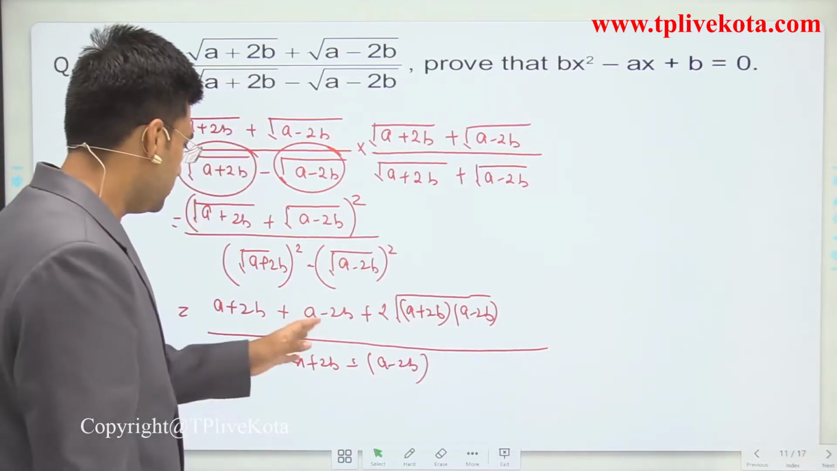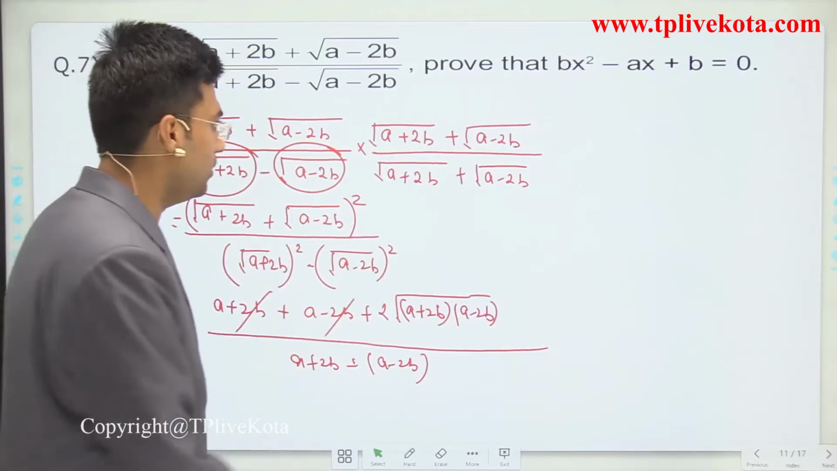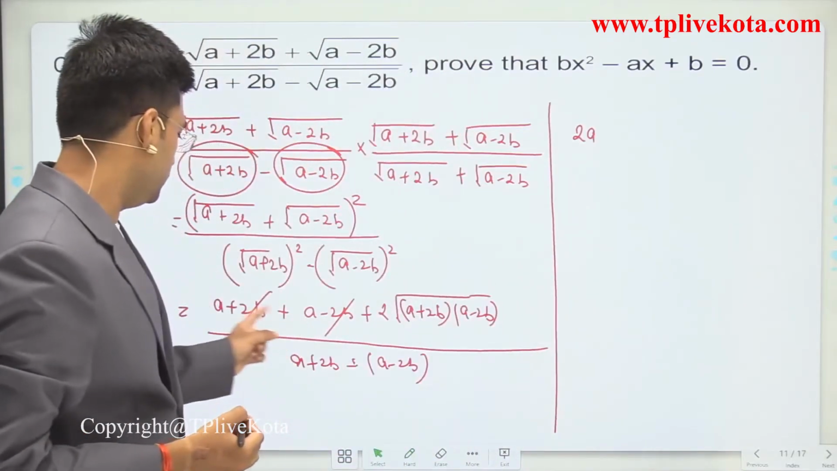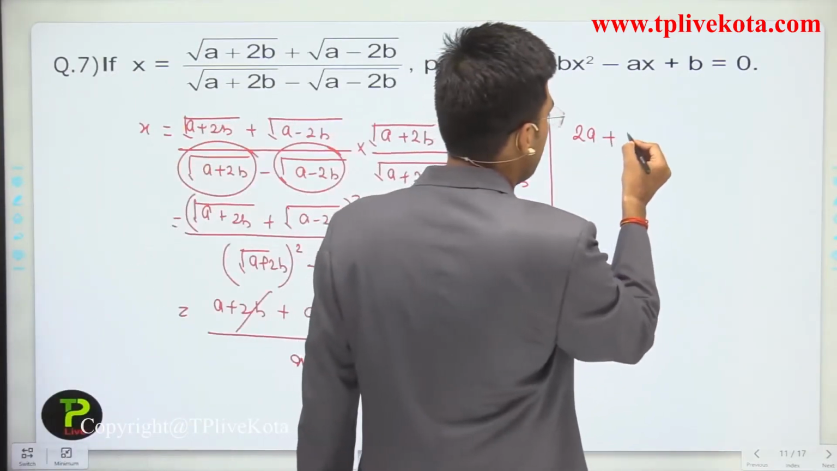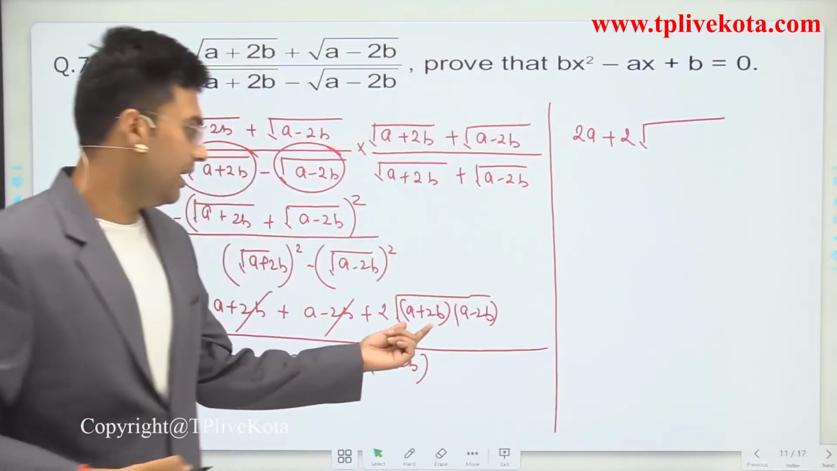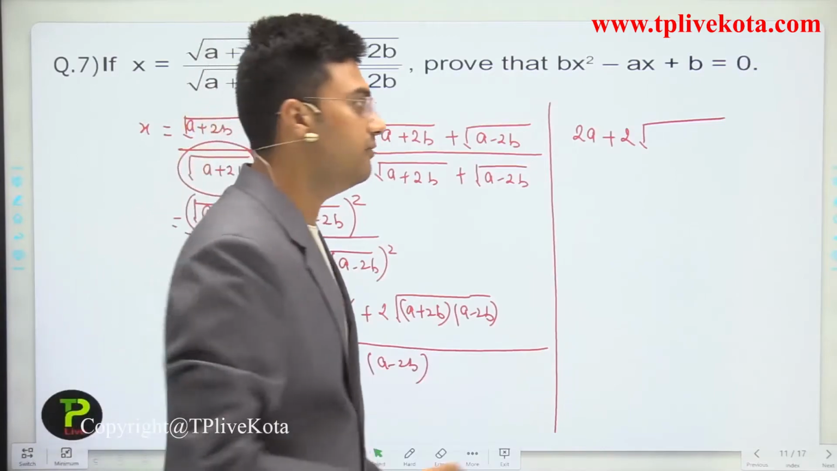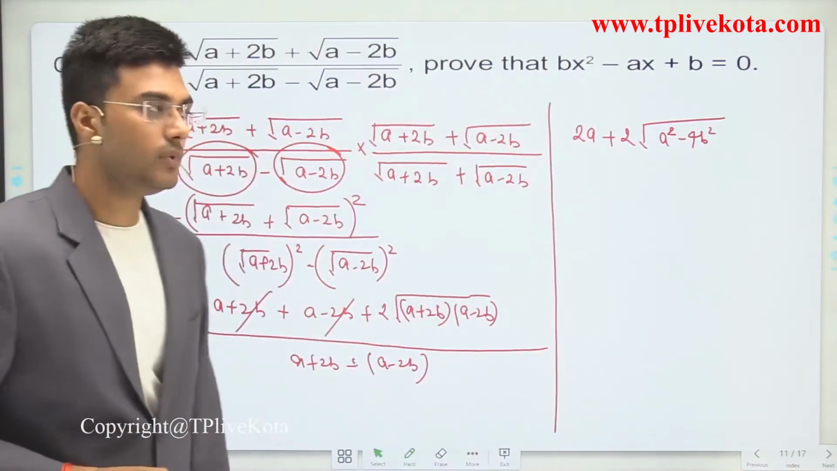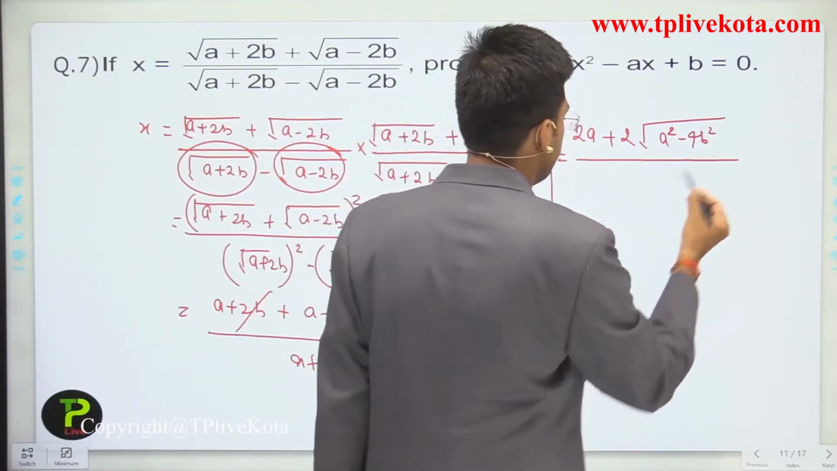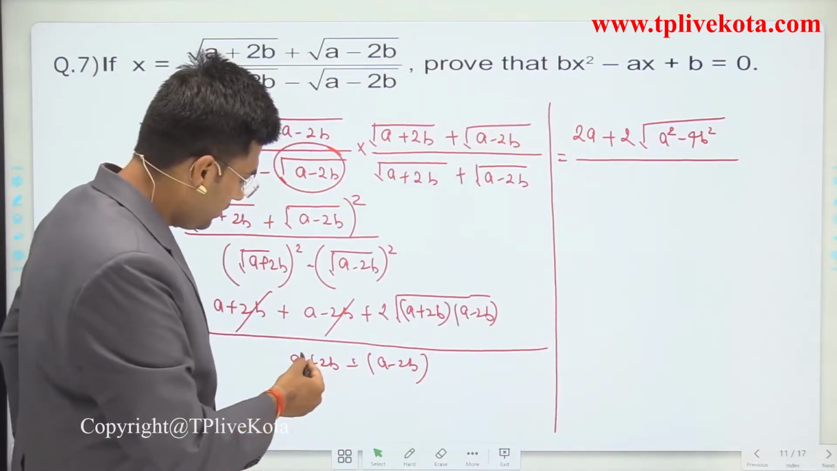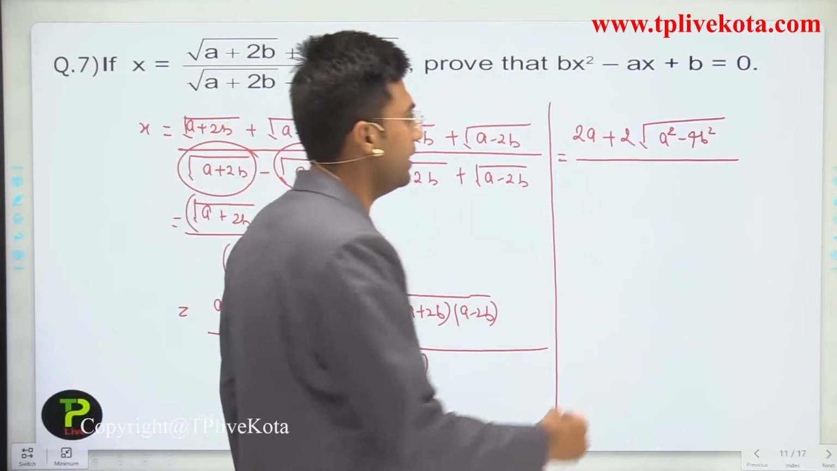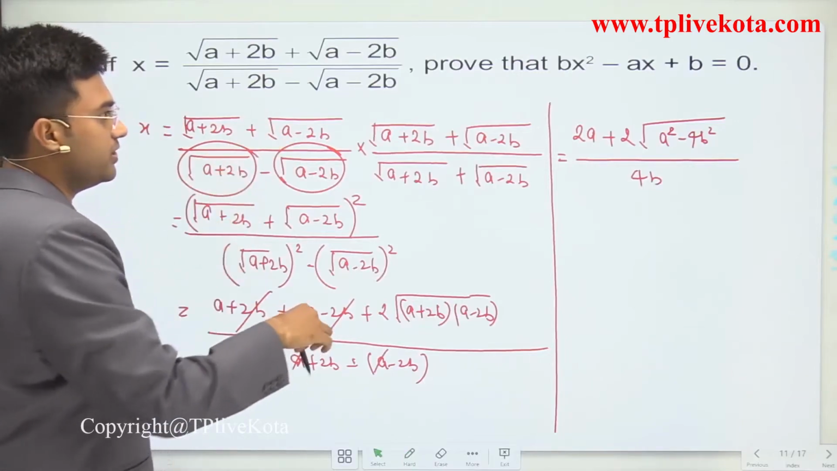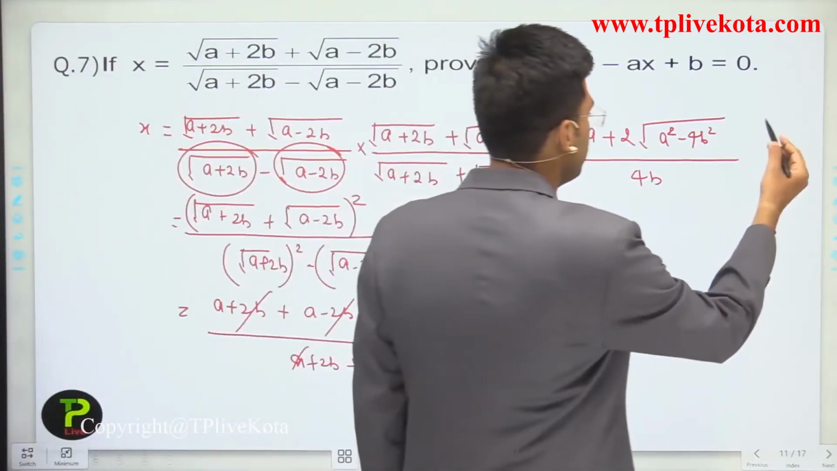Okay, now when we solve this, 2b and 2b are cancelled out, and we will get 2a plus 2 under root, and here we have a plus 2b multiplied by a minus 2b, so we will get a square minus 4b square, clear. Now when we solve this, in the denominator the a and a cancel out, and we will get 4b, and it is given that this expression is equal to x.